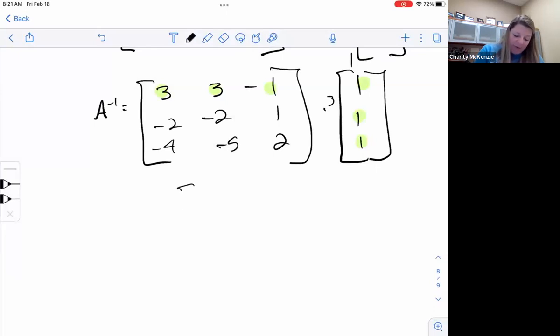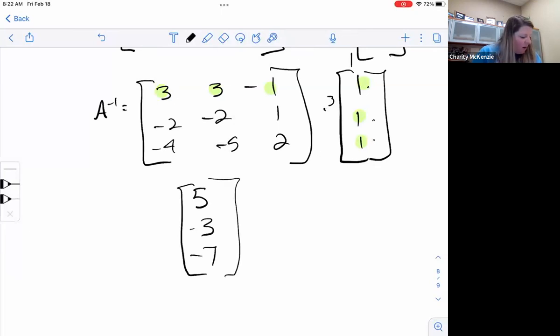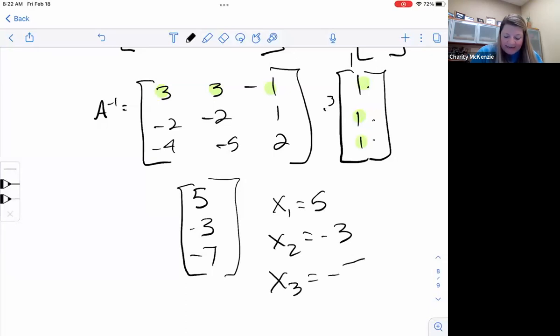So we could do this as 3 times 1, which is 3, 3 times 1, which is 3, -1 times 1 is -1. Add those all together: 6 minus 1 is 5. So you could do this without a calculator. I get 5. Do it again. -2 times 1, -2 times 1, 1 times 1: -4 plus 1 is -3. And then -4 times 1, -5 times 1, and 2 times 1 gives me -9 plus 2, which is -7. And that's our answer. So we could go all the way back and say x1 equals 5, x2 equals -3, x3 equals -7.